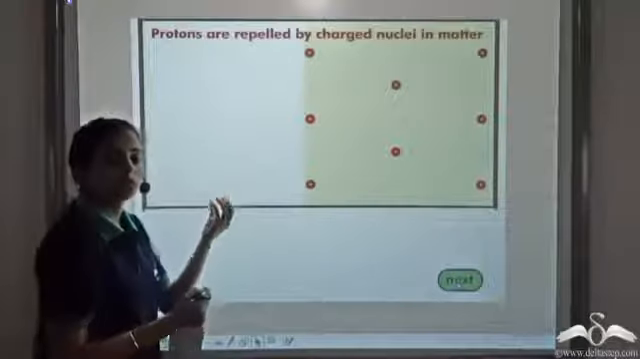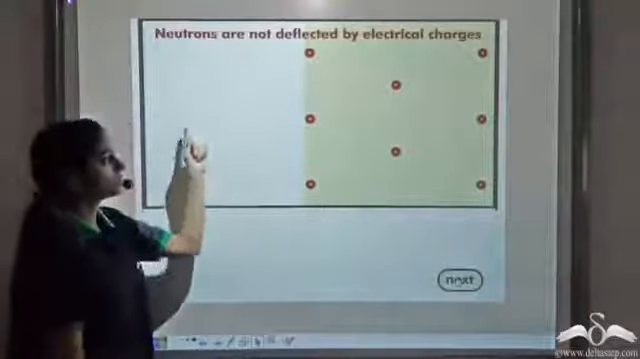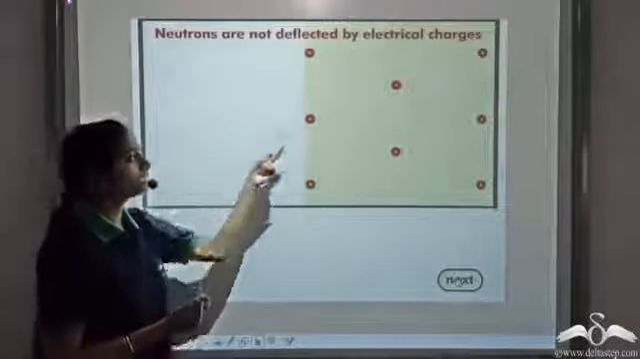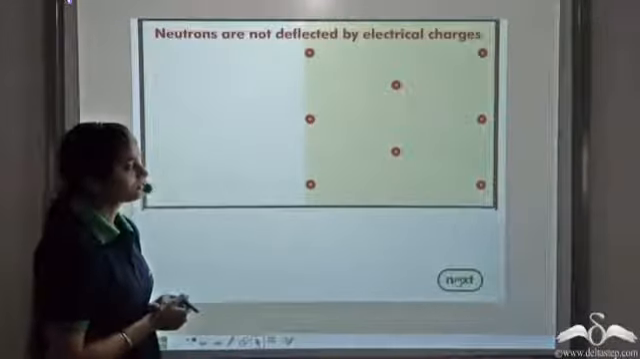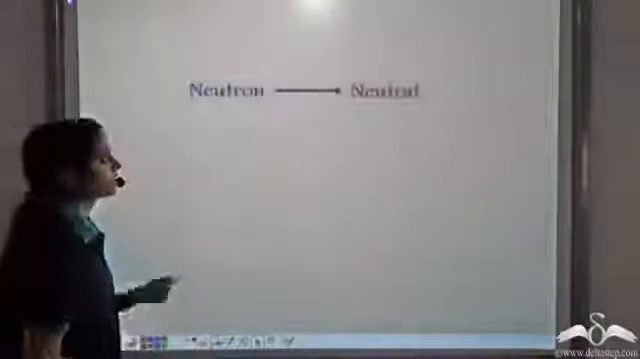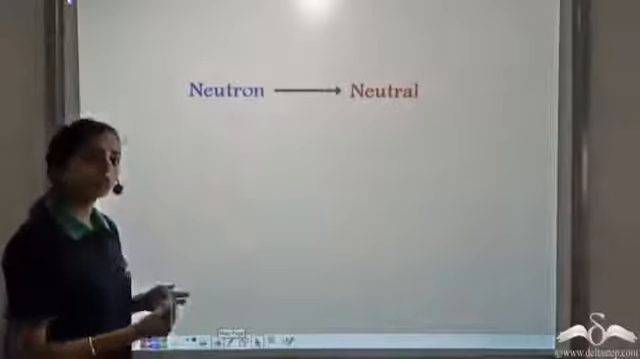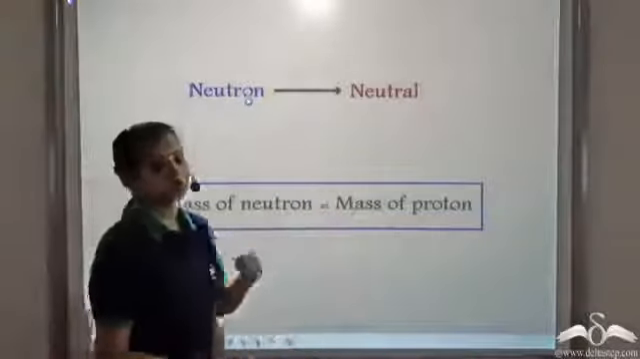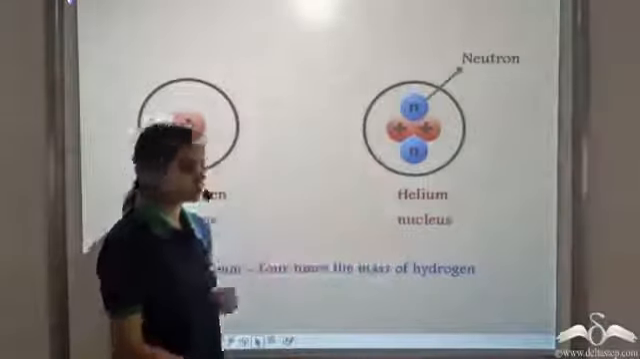Then he passed the neutron, the particle that he had obtained from the reaction, through this field. He observed that the neutron was neither attracted nor repelled by these positive charges. And so he concluded that neutron is neutral in nature. It has no charge on it. Also, later by some experiments, it was shown that the mass of neutron is equal to the mass of proton. Hence, the mystery of the mass of helium nucleus was now solved.